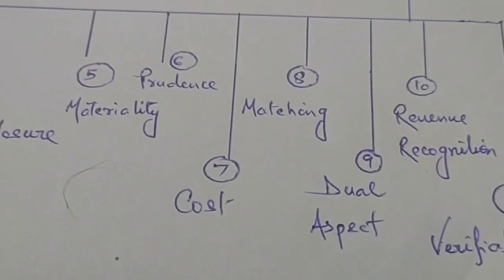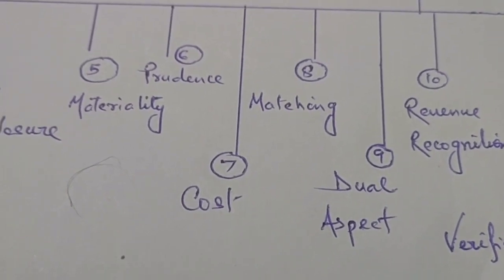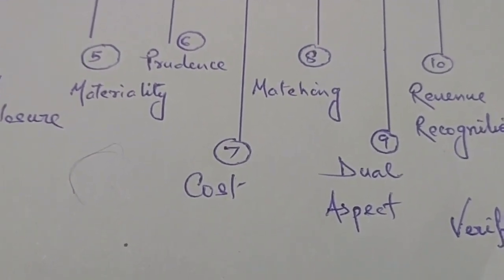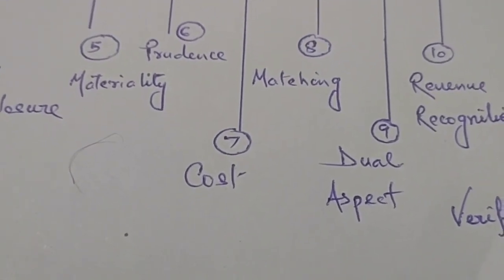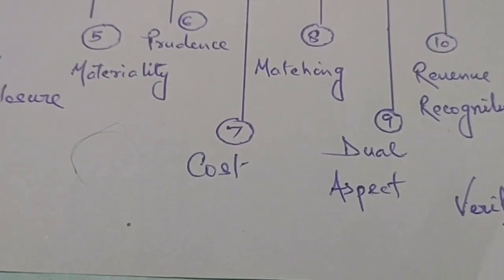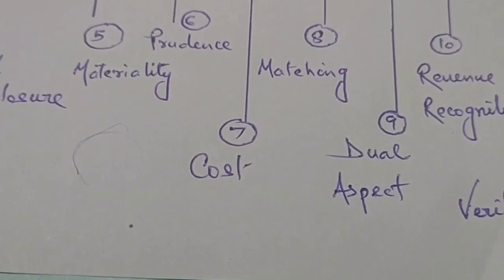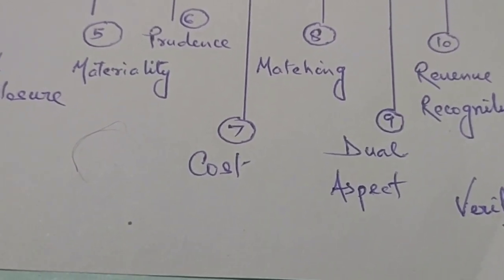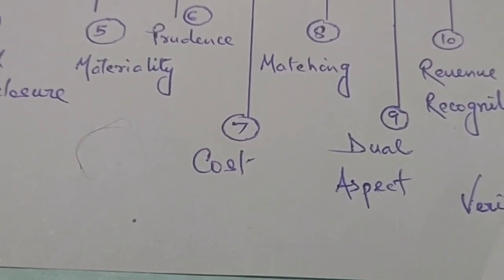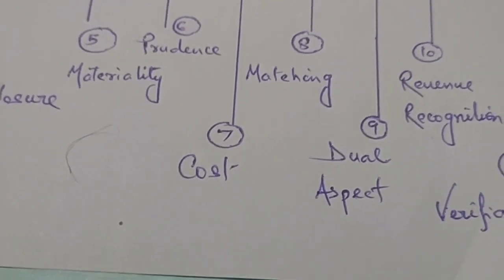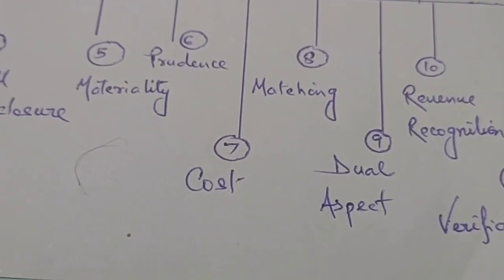The next principle is verifiability. The verifiable objective principle or convention says that all accounting transactions must be supported by supporting documents like vouchers, cash memos, invoices, etc., so that we can have proper auditing of the accounts.